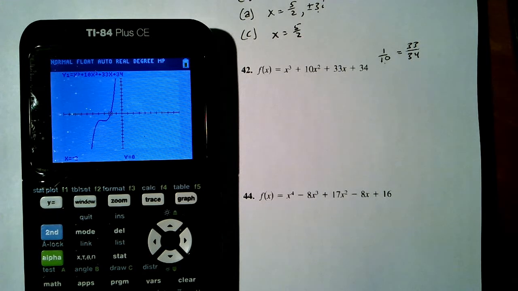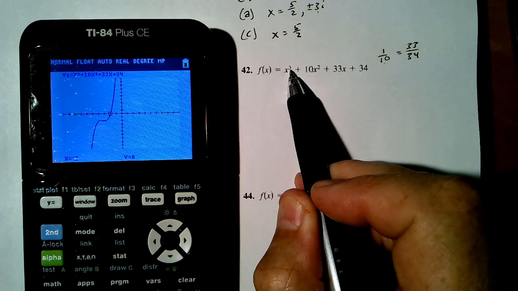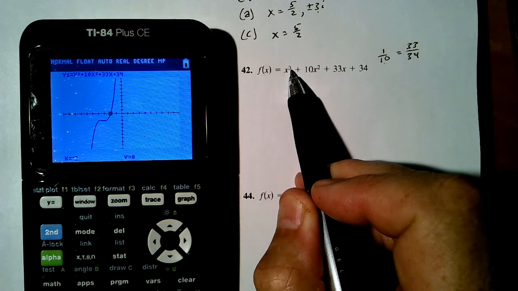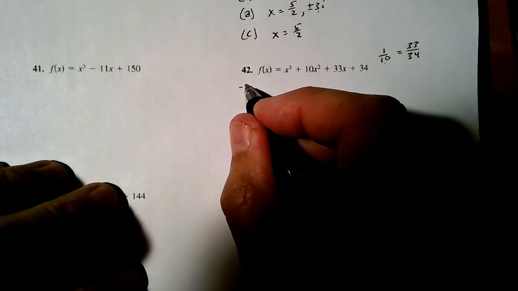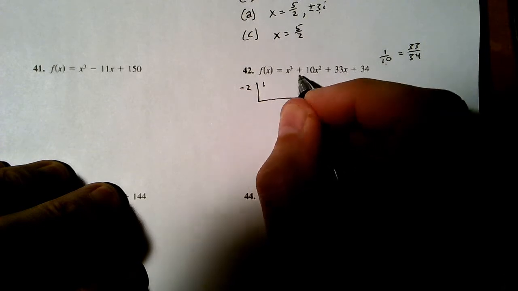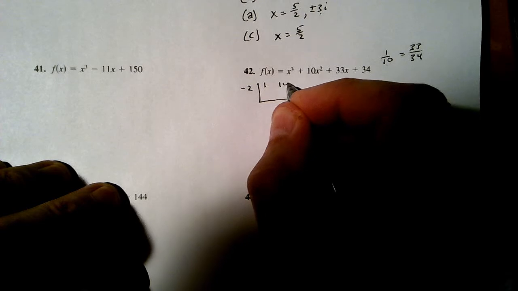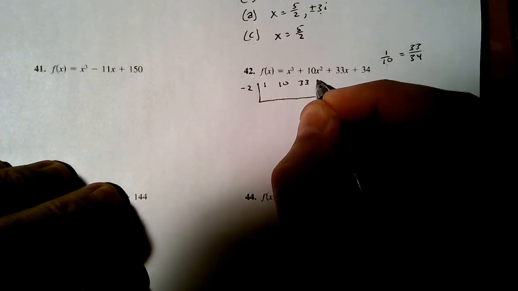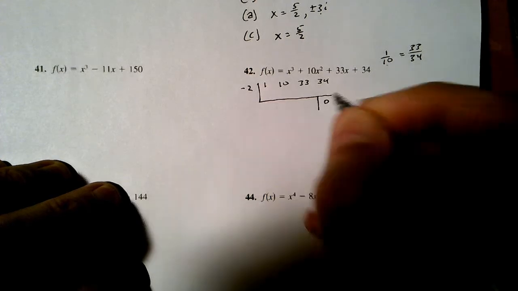The other 2 zeros, and we know there's 2 more zeros. We got one real one, the others are imaginary, because we don't cross an x-intercept again. So -2 will synthetically divide this evenly. So I'm going to take -2 into 1. There's no holes here. To the third, to the second, to the first, to the 0th. 1, 10, 33, 34. Because I've looked at my calculator, I know it's going to be 0.